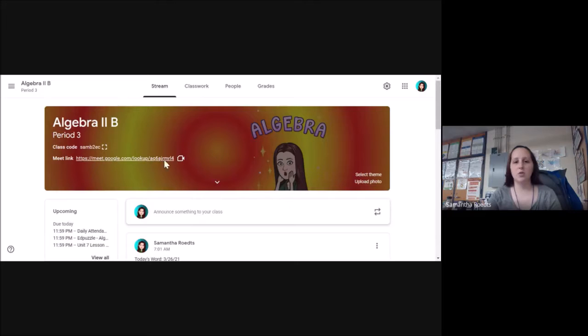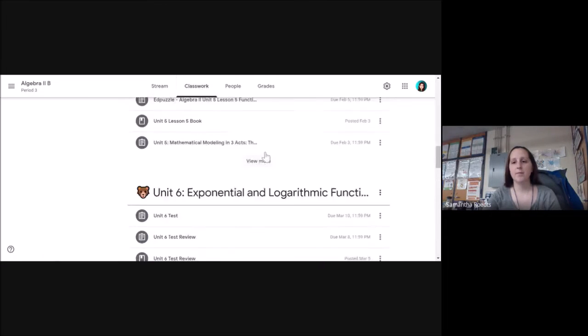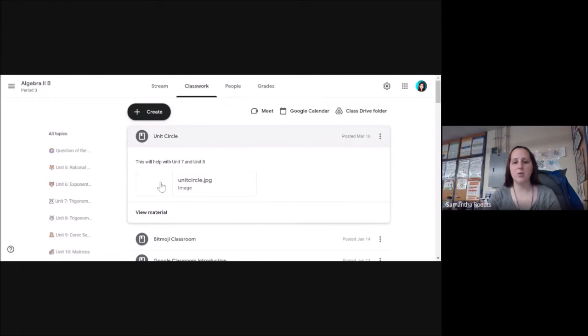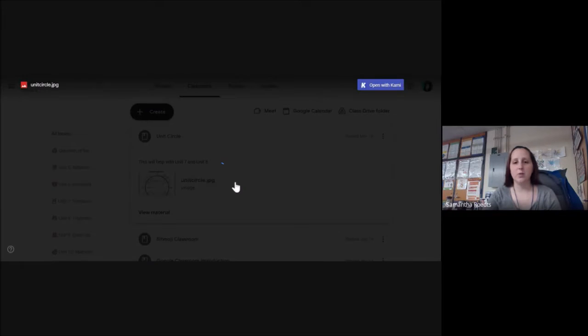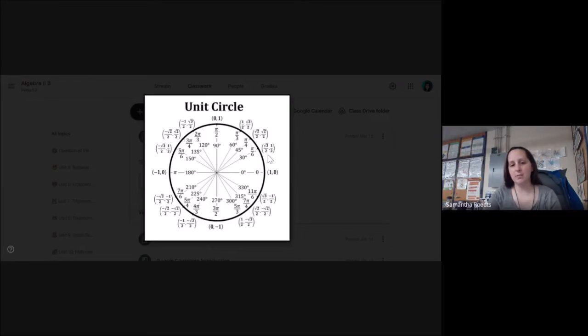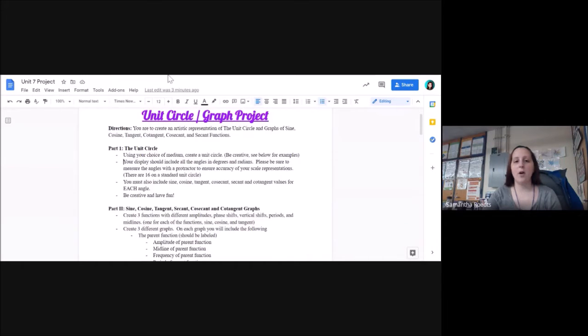So here's your Google Classroom. If you go to classwork, it's the very first one at the top, this unit circle. You all have access to it. It gives you the degrees, it gives you your radians, and it also gives you your sine and cosine. You're using this unit circle to create your own unit circle.